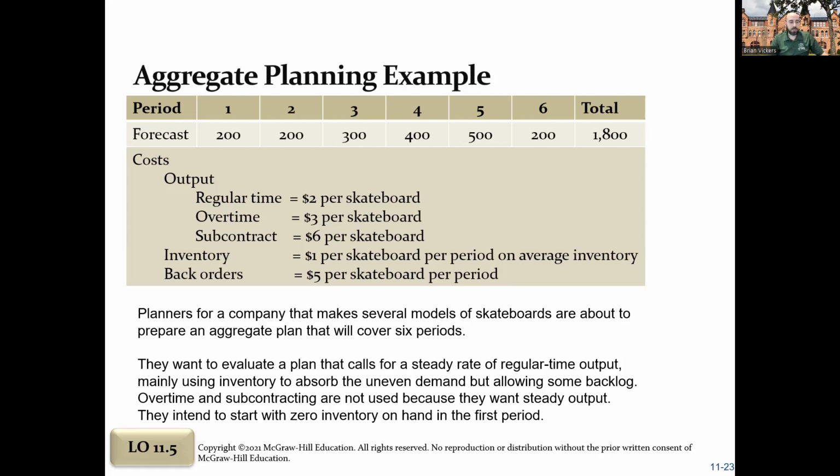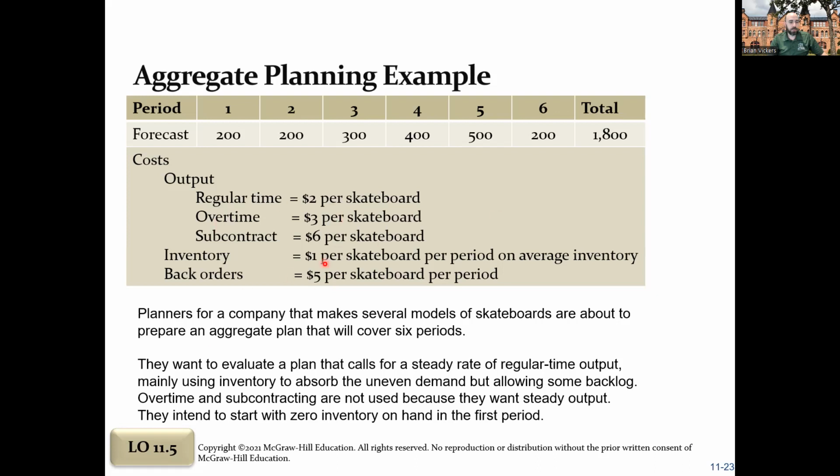So this policy is in place. Overtime and subcontracting are not used because they're going to have steady output and they have enough capacity to handle it. They're going to have 0 inventory on hand in the first period. All of our costs are given right here in the middle.